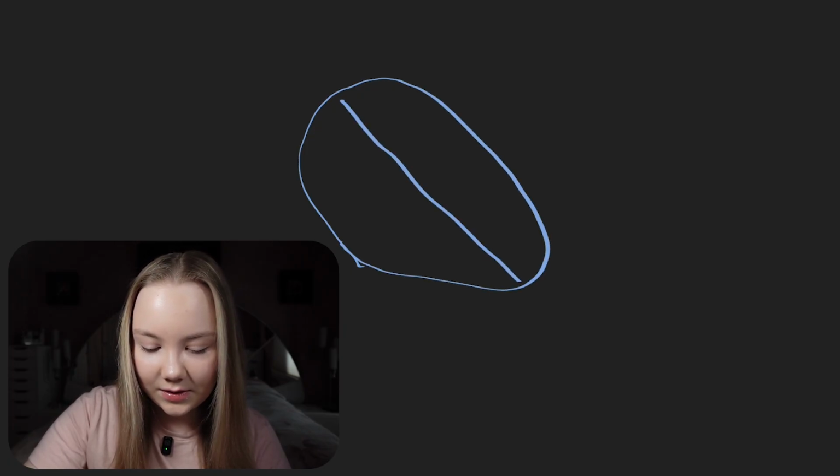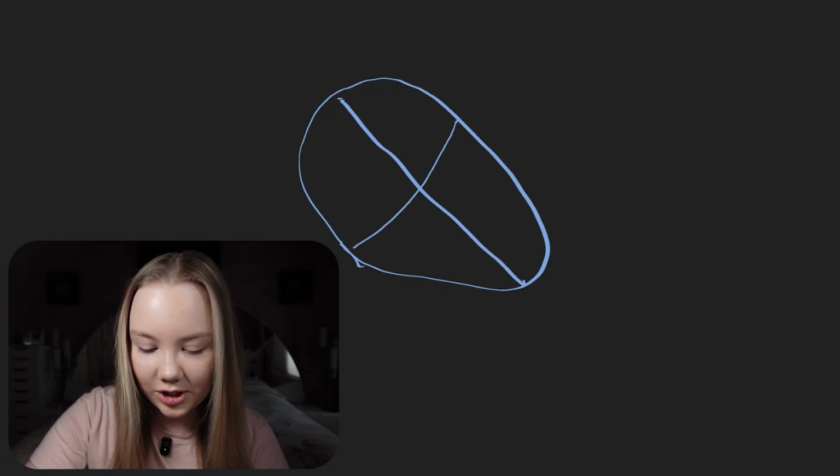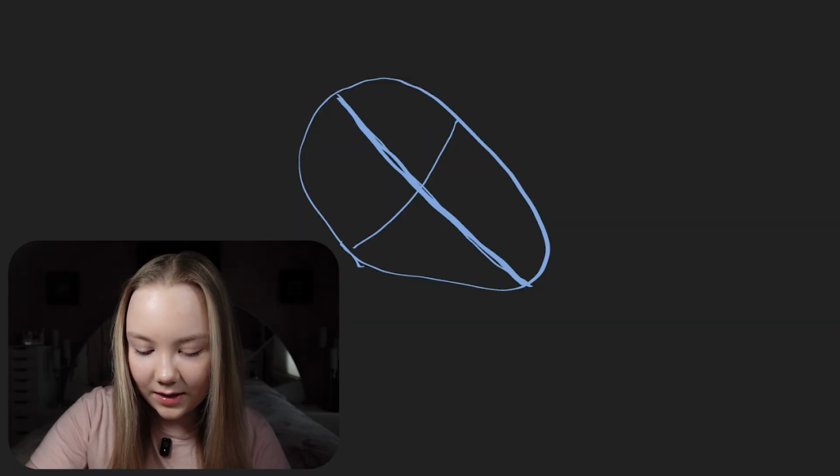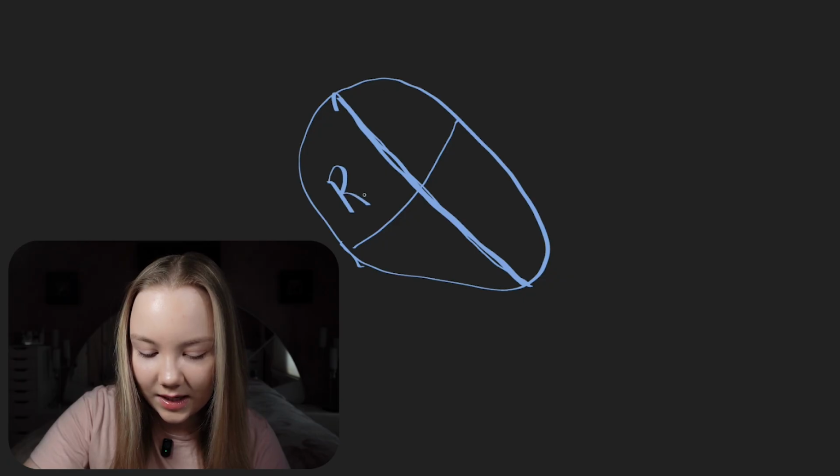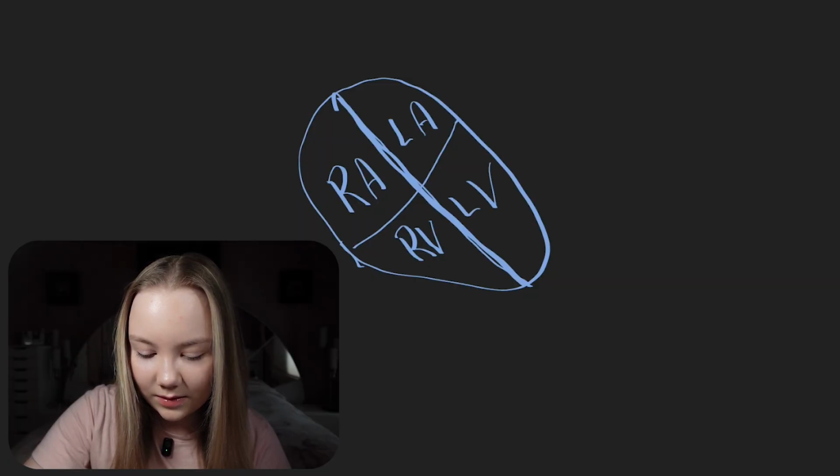Okay, so we're going to start with the very simple representation, which is going to be of the chambers of the heart. So the heart is going to be split into 4 chambers separated by the septum, which is going to be separating oxygenated blood from deoxygenated blood. So right here is going to be the right atrium. Then right here is going to be the right ventricle, left atrium, left ventricle.